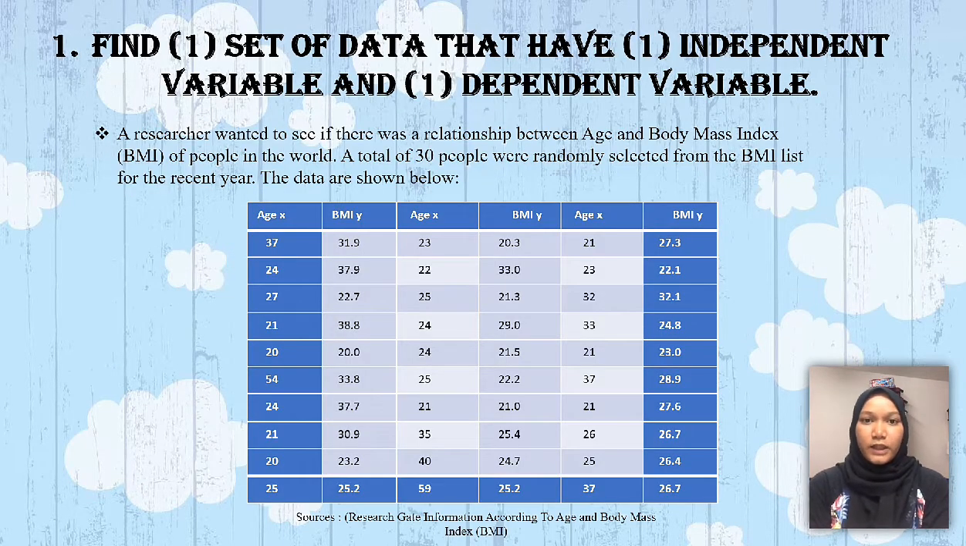From question 1, we can look at a researcher who wants to see if there was a relationship between age and body mass index, BMI, of people in the world. A total of 30 people were randomly selected from the BMI list for the recent year. Their age range is from 21 years old to 59 years old. So we can see from the data they have different numbers of BMI according to their age. The data given we got from the research gives information according to age and body mass index.